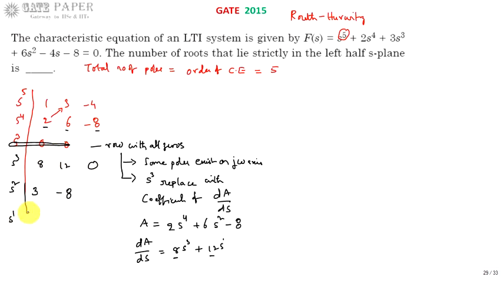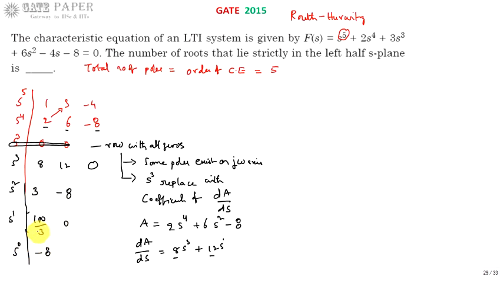Next, the S1 row. The S1 row is 3 into 12, 36, minus of minus becomes plus, 8 into 8, 64. 36 plus 64 is 100, so 100 by 3. Next, the S power 0 row, which is the last one. 100 by 3 into minus 8 is minus 800 by 3, minus 0 into 3, so you can write it as minus 8 that you are going to get.